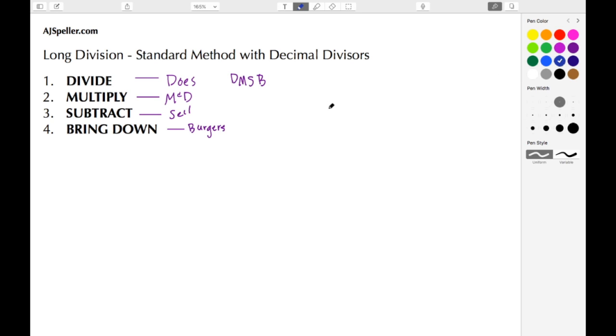Let's take a look at our first example. Say we have a divisor of 4/10, and then we're going to say that our dividend is 48 and 8/10. What I want you to remember here is that this is actually a fraction, and that fraction is 48 and 8/10 over 4/10.